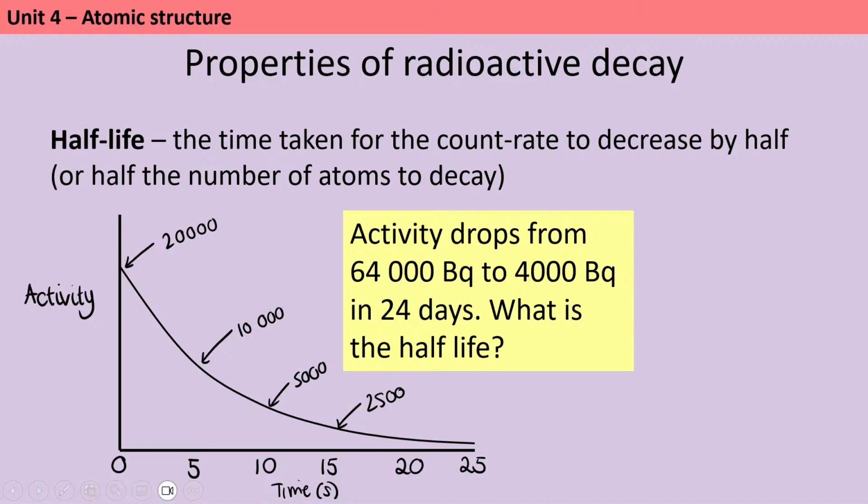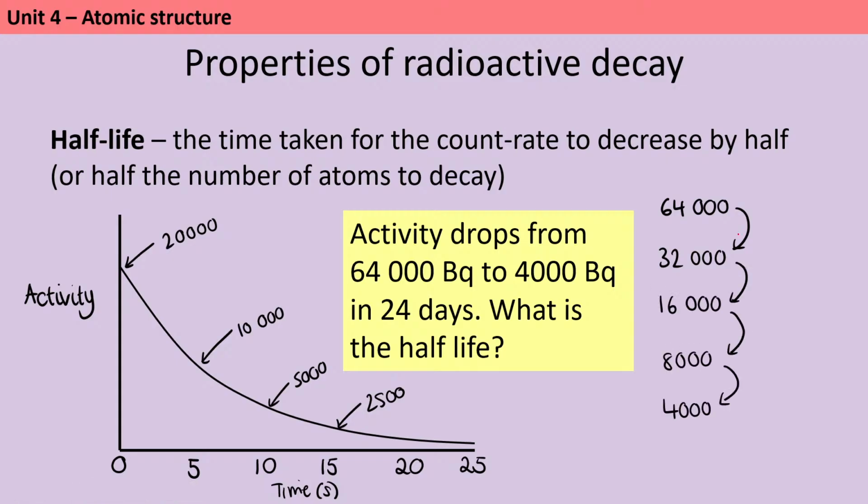If I have a sample with an activity of 64,000 becquerels, which then drops to 4,000 becquerels, and we want to work out how long the half-life is, the first thing we want to do is to write out the numbers and half the activity. So I start off with 64,000, which is halved to 32,000, and then 16,000, and then 8,000, and then finally 4,000. Now, I would really strongly encourage you to write these and then draw arrows between them.